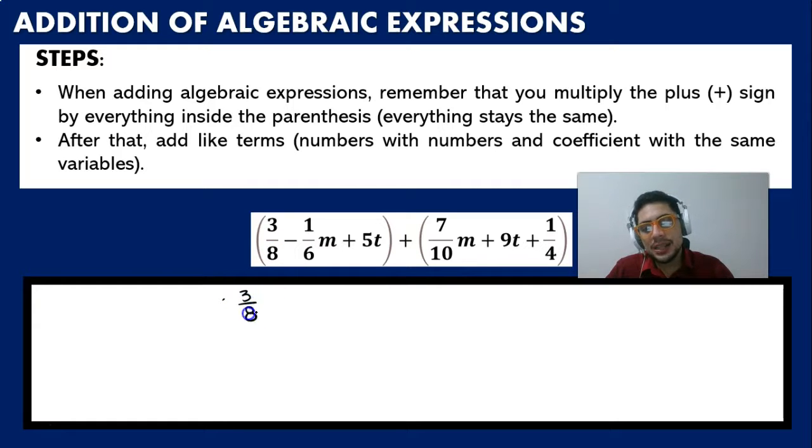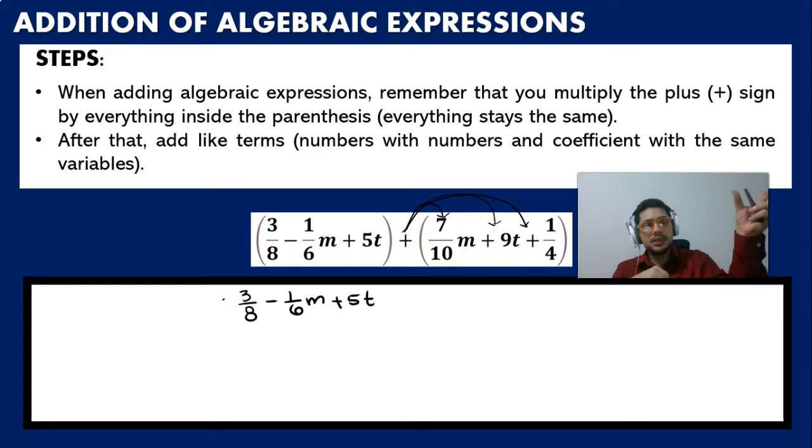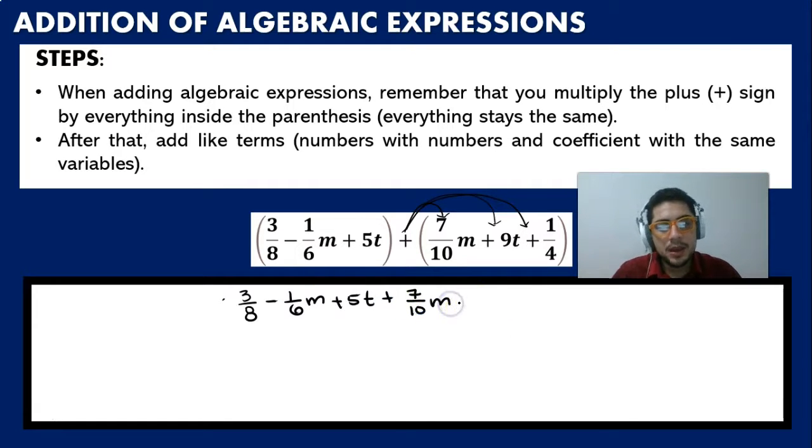So we're going to rewrite it. So 3/8 minus 1/6 m plus 5t. And we're going to add everything on the right side. So plus times plus, plus times plus, and in this case, plus times plus as well. So whenever we multiply by a plus sign, when it's outside, everything in the parentheses comes out exactly the same. So we have plus 7/10 m plus 9t plus 1/4, exactly the same.